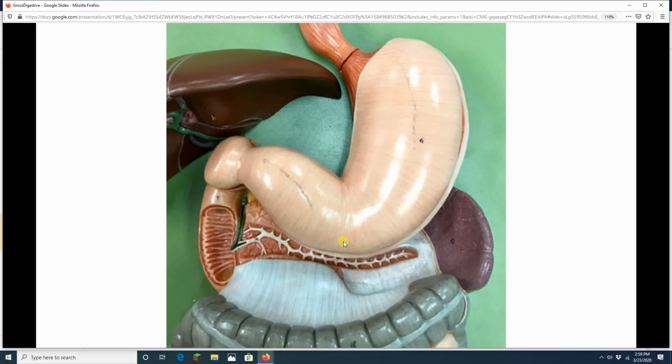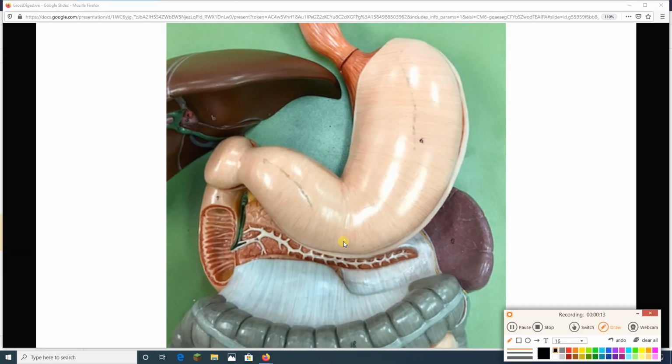Anatomy and physiology folks, we are back again to look at the esophagus a little bit and primarily the stomach. Okay, what do we see here? Well, we do see the esophagus. We definitely see the esophagus hanging out up top right there.